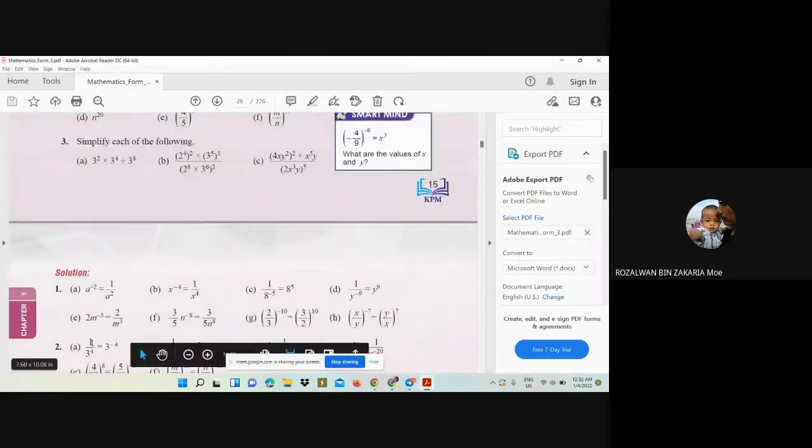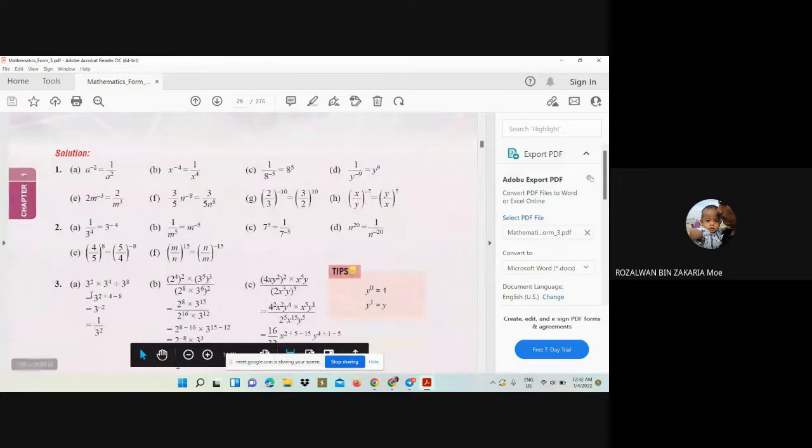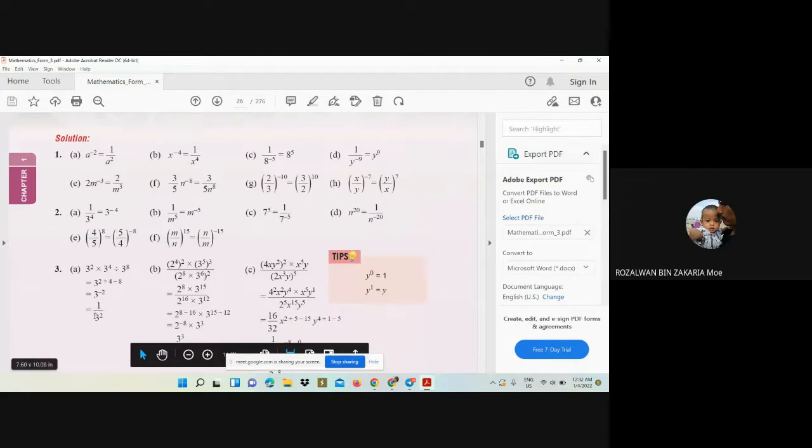For a, the question asks you: 3 power of 2 multiply with 3 power of 4, then divide with 3 power of 8. So how to do this one? As you can see here, these index numbers have the same base. So for the multiplication, the powers you have to plus, and for the division, the powers you have to minus. So it is equal to 3 power of 2 plus 4 minus 8. Then the answer is equal to 3 power of minus 2. So you can write it as 1 over 3 power of 2.